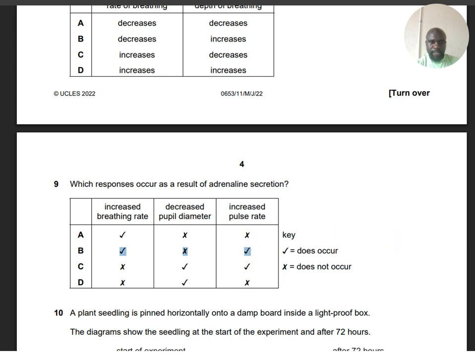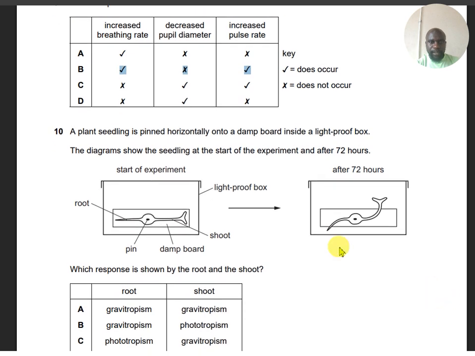B. And then number 10, a plant seedling is pinned horizontally onto a damp board inside a light-proof box. The diagrams show the seedling at the start of the experiment and after 72 hours. At the start of the experiment, the shoot was like this, and this is the root on the damp board, which has some moisture. Then after 72 hours, it was about to sprout, I think.